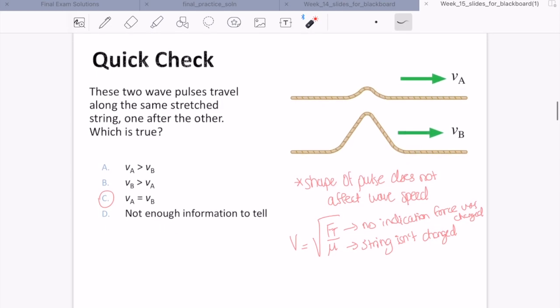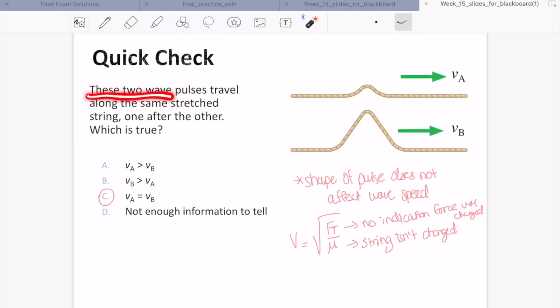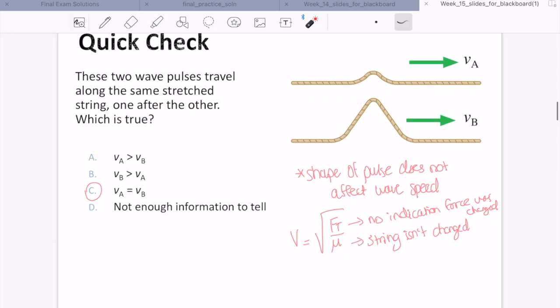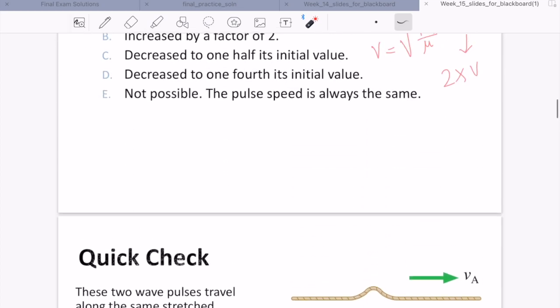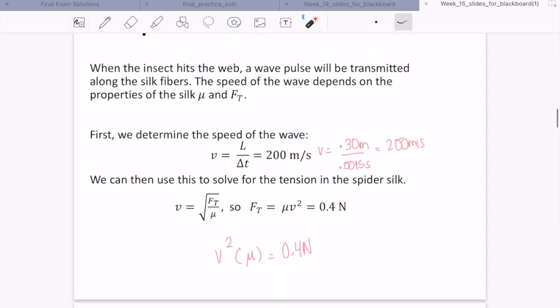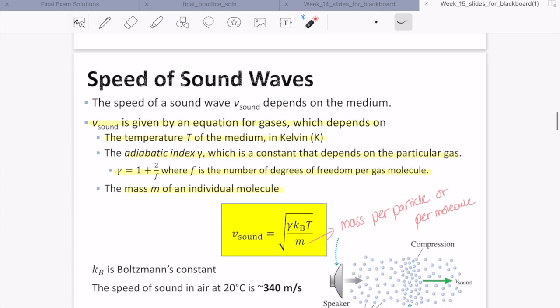Now, there's another quick check. It says there are 2 wave pulses that travel along the same stretched string, not spring, string, one after the other, which is true. So they're the exact same string, and there are 2 of these pulses. Then they're asking you which one has a faster wave speed. So really, I'm just going to fast forward here to make sure.